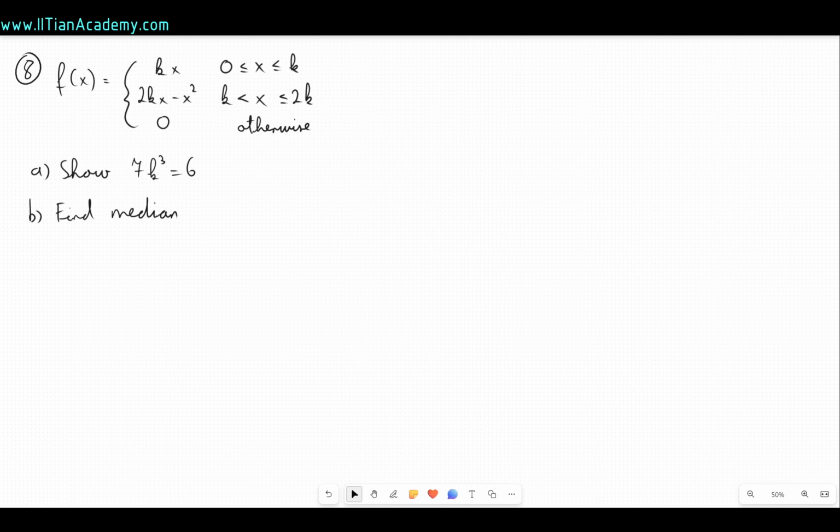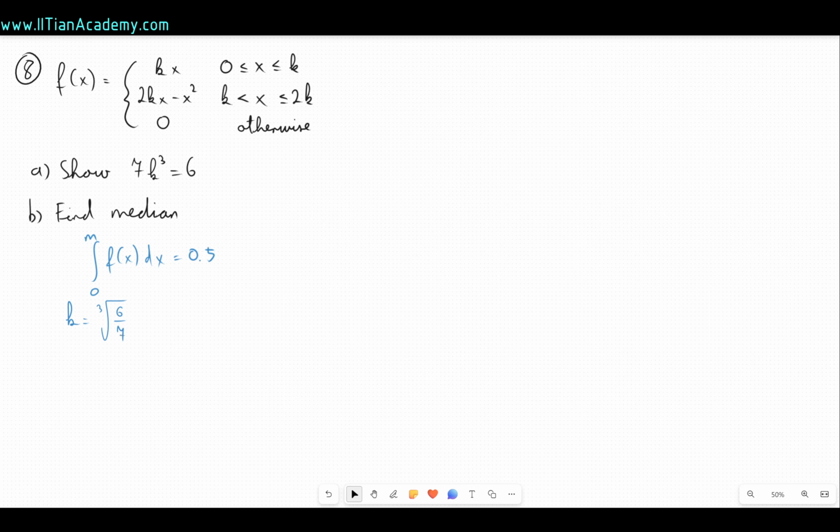So in part B, we need to find the median of x. We know the median is simply the value of x, so we need to find this m from 0 to m. If we take the integral from 0 to m of this density function, we should get 0.5. That's by definition the median. And from part A, we have found that k is equal to the cube root of 6/7.